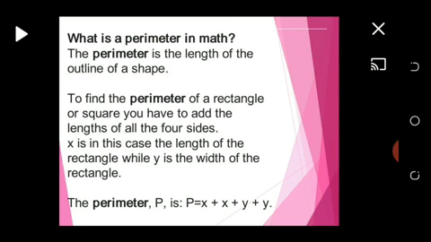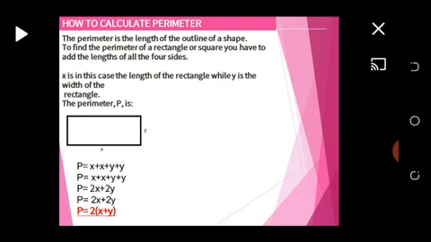Okay, x is in this case the length of a rectangle, while y is the what? The breadth of the rectangle. The parameter P is equals to what? X plus y. Now look at this. Now this is a rectangle. X is the length. Y is the what? Y is the width or the breadth of the rectangle. Now how do we calculate it? Look at the formula carefully.